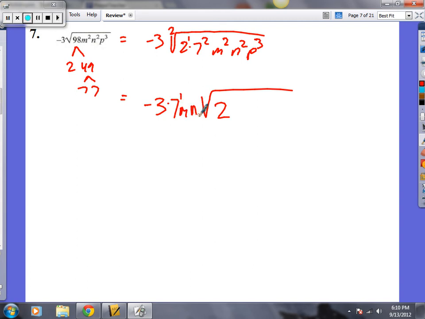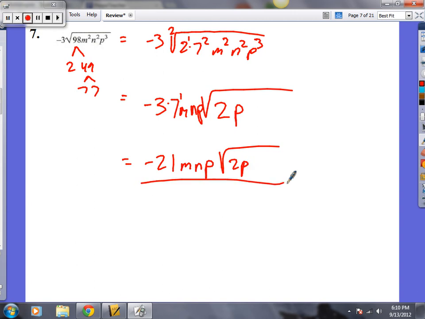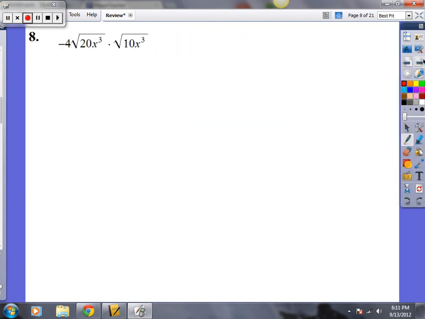N's, I can pull 1 out. P's, I can pull 1 out, but I can only pull a group of 2 out, and there's going to be 1 left over. So my final answer, I multiply everything on the outside, and you're going to get -21 m n p. On the inside, 2p. Done. 8.